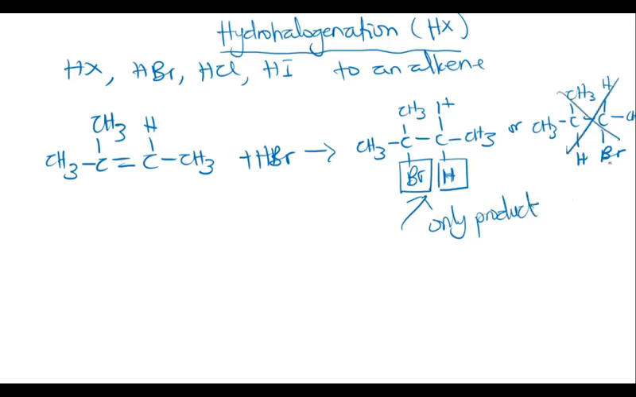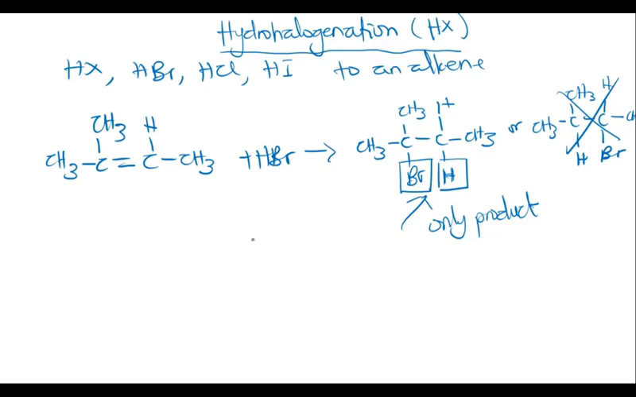And this is not formed. So why is it that only this product is formed? It turns out that the hydrohalogenation reaction is regioselective. By regioselective, we mean that the position where the hydrogen is going to attach itself to one of these carbons is determined by the reaction, and then the position where the bromine is going to attach is also determined.